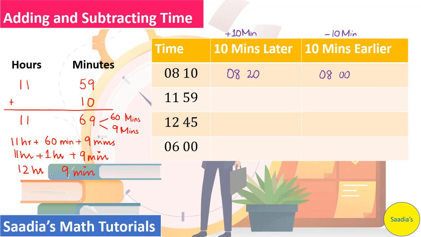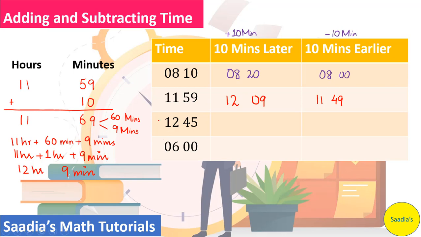So how do we write 12 hours and 9 minutes? We write it like 12 space 09. And what will be the time 10 minutes earlier? 11:59. 10 minutes earlier, it would be 11:49. I hope you can do it mentally now, right?